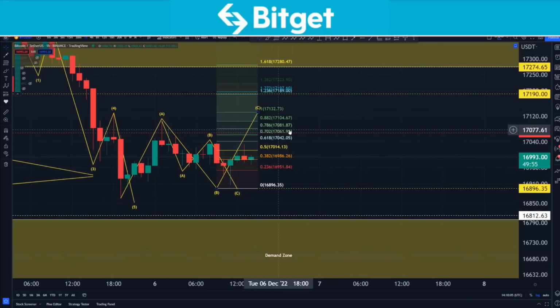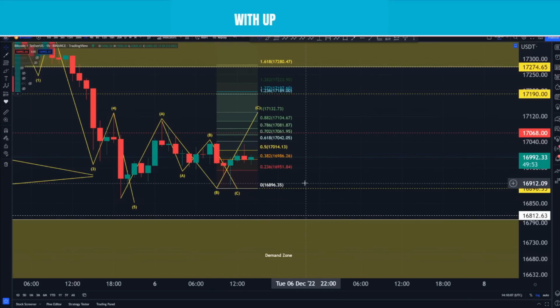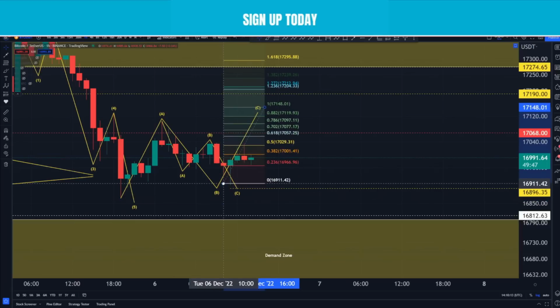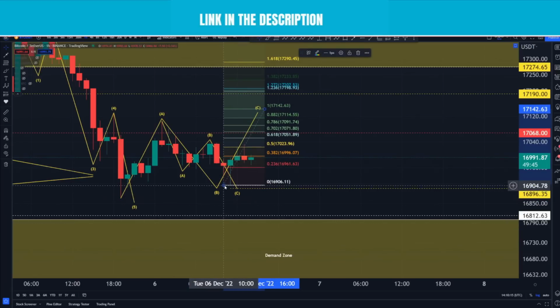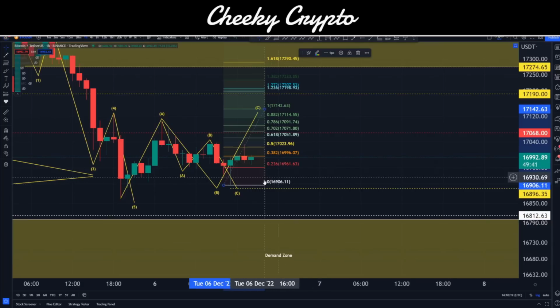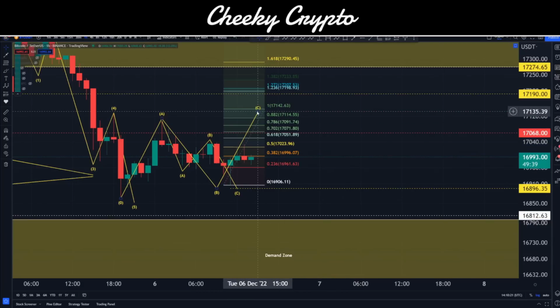Now, as we move on up here, you can see that my C wave expectation on the move higher is about 17,132, but we have to adjust because our movements have also changed. We didn't go down as low as 16,896, we went to 16,906, which means we have to push up ever so slightly higher on that 1-to-1 ratio, to 17,142.